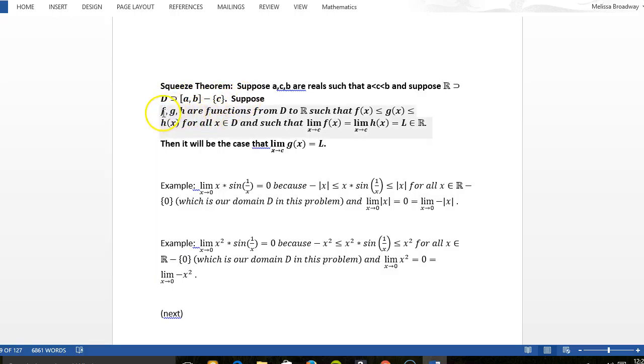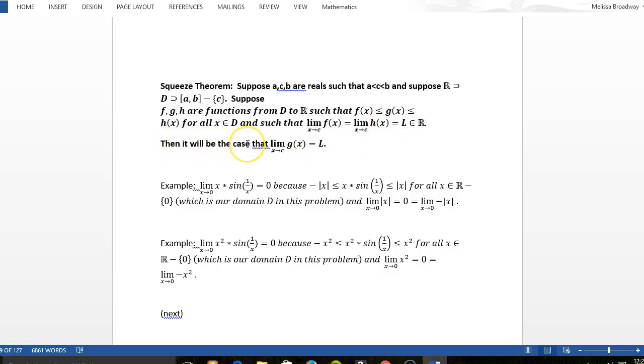Next, suppose that f, g, and h are functions from D to R such that f of x is less than or equal to g of x, which is less than or equal to h of x for all x in D, and such that the limit of f as x goes to C is equal to the limit of h as x goes to C, which is equal to some real number L.